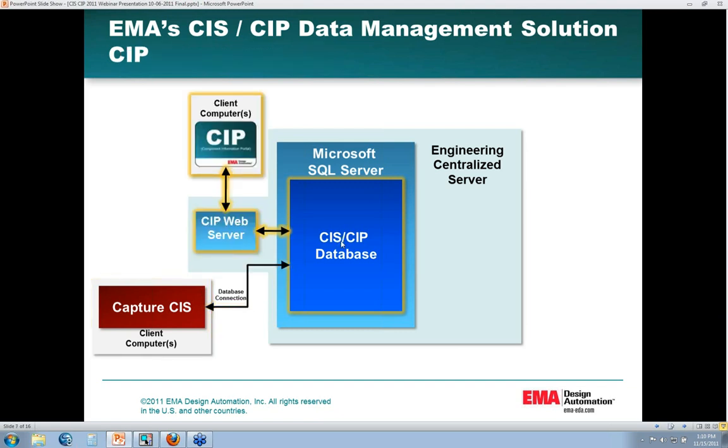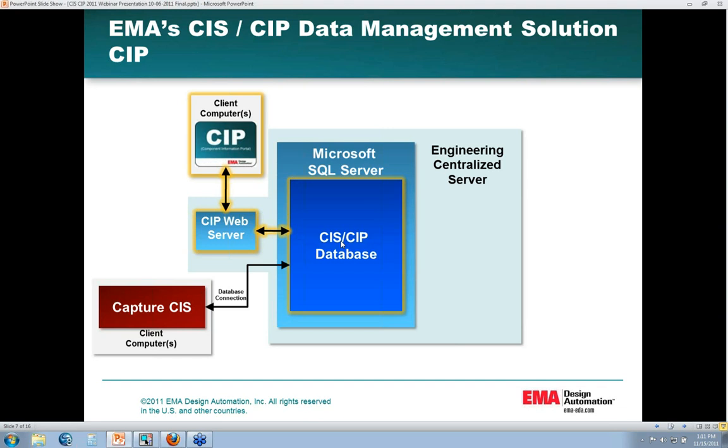The next essential part of our solution is CIP. CIP is the Component Information Portal product, and EMA has dealt with many years of implementation. We have lots of experience with our customer base, and we developed our CIP product, and it really is an essential tool for those Capture CIS users.